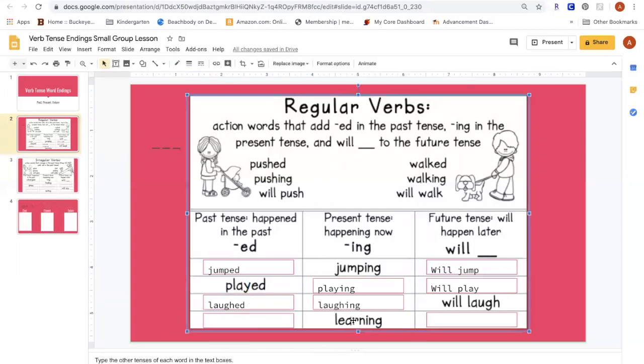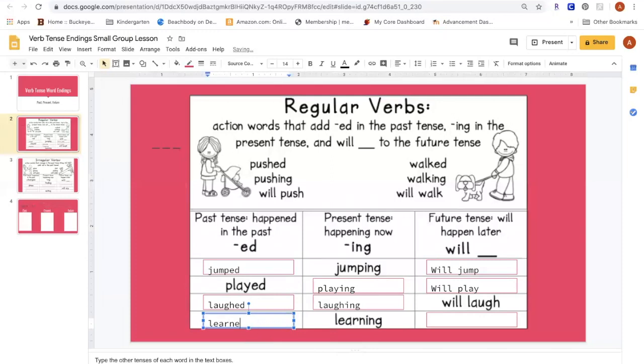All right, learning. So I am learning right now. What if you did it yesterday? I blank yesterday. I was learning yesterday. Or what if I put ed at the end? What if I learned yesterday? That's another way I can say it, right? So I've got learned. I learned yesterday. I'm learning right now. And then if I'm going to do it tomorrow, what would I say? I will learn. Got it.